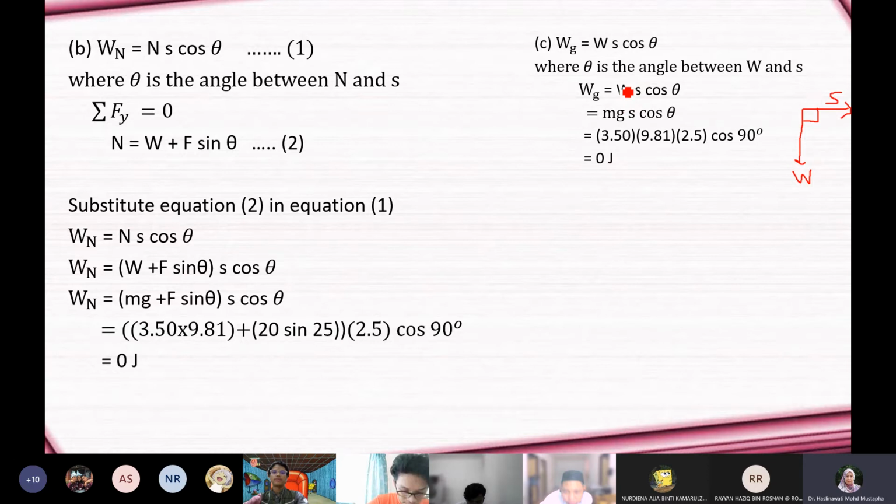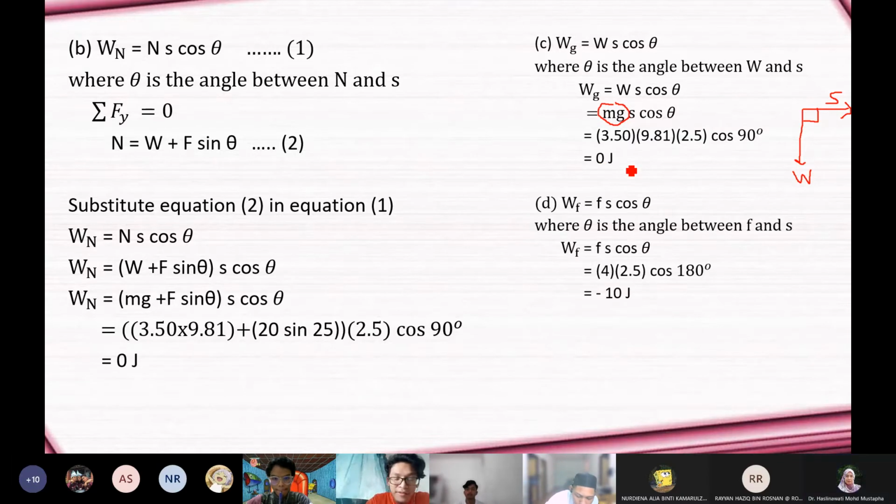So W kita tahu W is equal to mg. So you just substitute W with mg. So mass 3.5, g is 9.81, s is 2.5, and then cos 90 degrees. So you can get 0 joule. And look at D. Work done by the frictional force. Okay, we have equation Fs cos theta. Frictional force times dengan displacement cos theta. Okay, so theta here adalah angle between F dengan S.